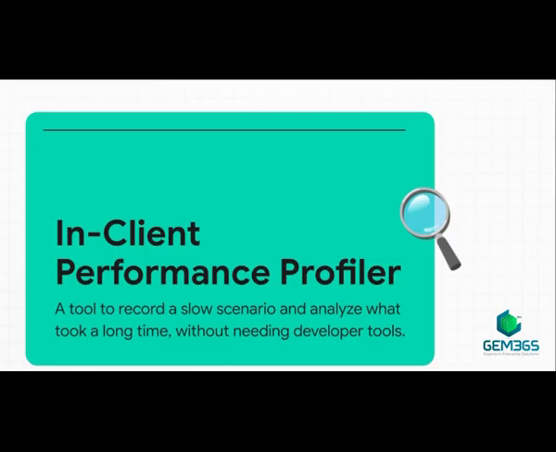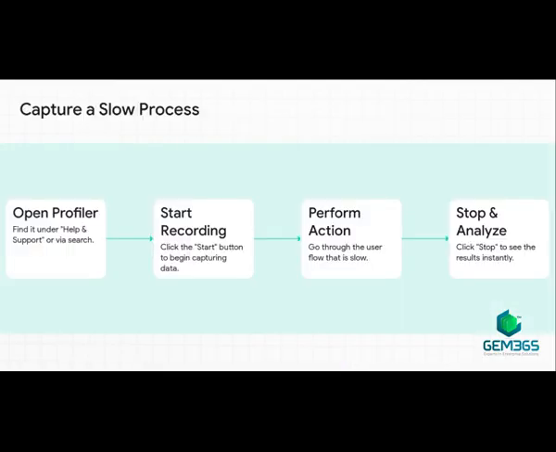The absolute best thing about the In-Client Performance Profiler is how accessible it is. You don't need to know how to code. You don't need any special developer tools. It's just there, built right into Business Central, waiting for you to capture a slow process and see what's really going on. And it couldn't be easier to use. Seriously, it's 4 simple steps. You just search for the profiler and open it. You click Start, you do the thing that's slow, open that page or post that document. Then you click Stop. Boom, you've got the data.